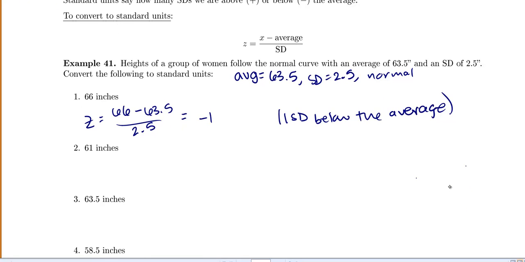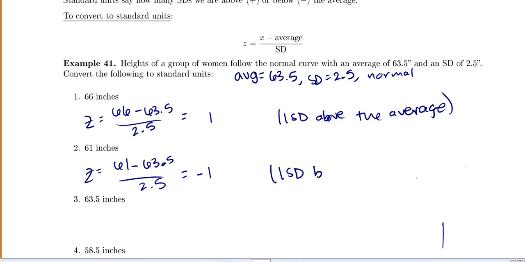Our next one, 61 inches. So z is 61 minus 63.5 divided by 2.5. For the first one, 66 minus 63.5, that's a positive 1. So we're 1 SD above the average. But for number 2, 61 minus 63.5, that's the -1. So we are 1 standard deviation below the average.